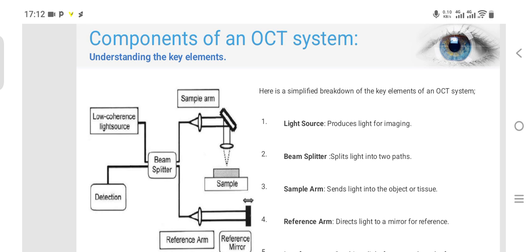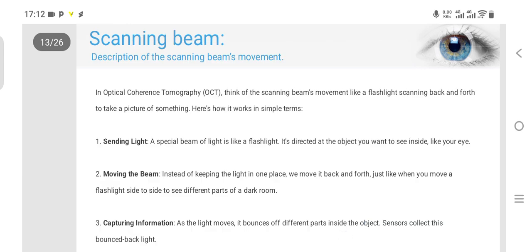Components of an OCT system: understanding the elements. The light source produces light for imaging. The beam splitter splits light into two parts. The sample arm sends light into the object or tissue, while the reference arm directs light to a mirror for reference. Then the description of the scanning beam movement.